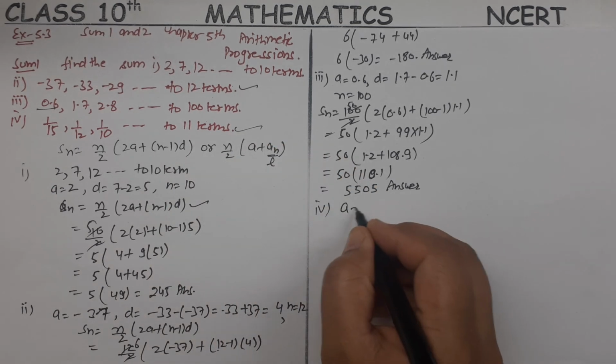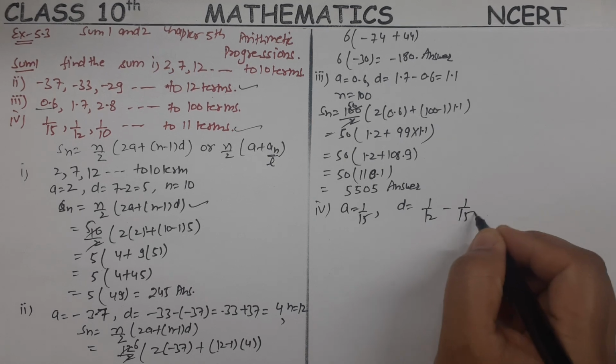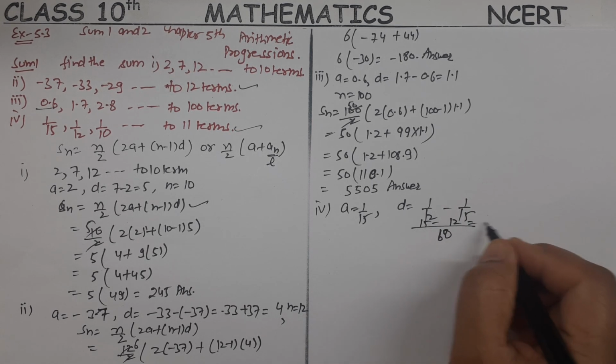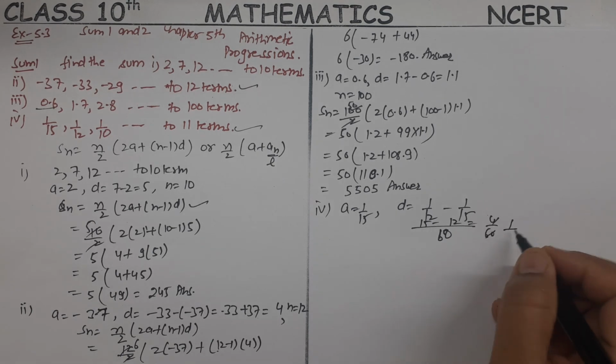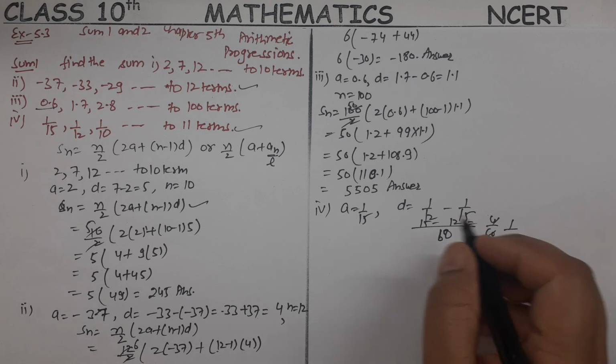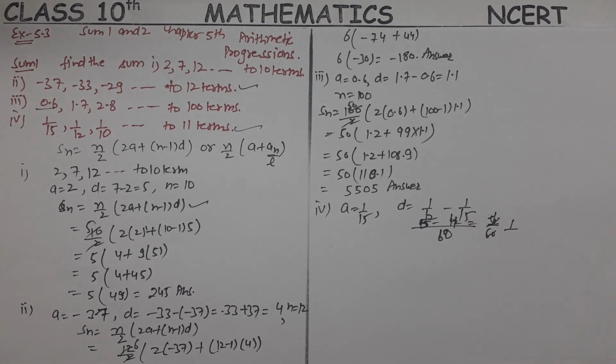Now the next is part 4th. In this AP, a is 1 by 15, d is 1 by 12 minus 1 by 15. Take LCM. We have 1 by 60.